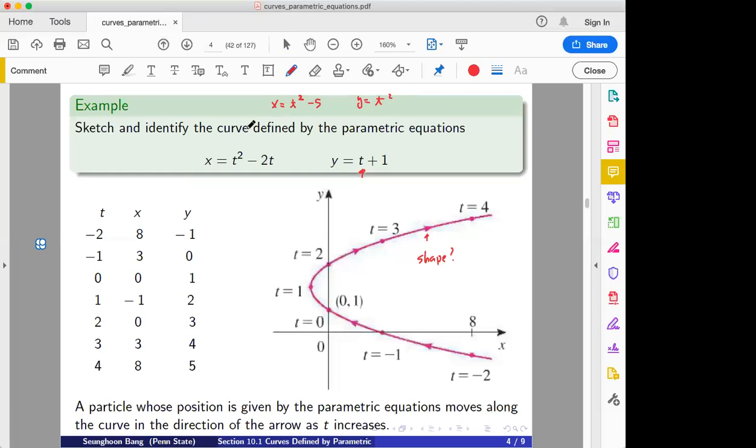You have to convert this one. x equals t squared minus 2t, y equals t plus 1. You can change it into only an equation of x and y, f of x, y equal to 0, which doesn't have a t value. This is the idea.